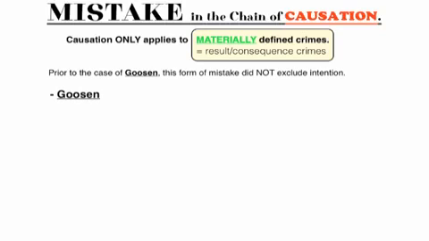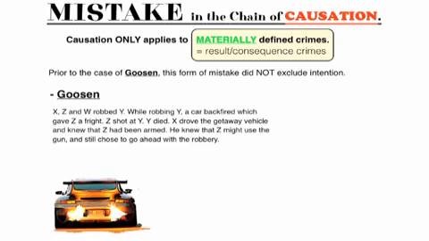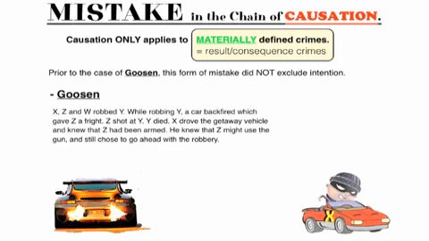In the case of Goosen, X, Z, and W robbed Y. While robbing Y, a car backfired, which gave Z a fright. Z shot at Y, and Y died. X drove the getaway vehicle and knew that Z had been armed. He knew that Z might use the gun and still chose to go ahead with the robbery.